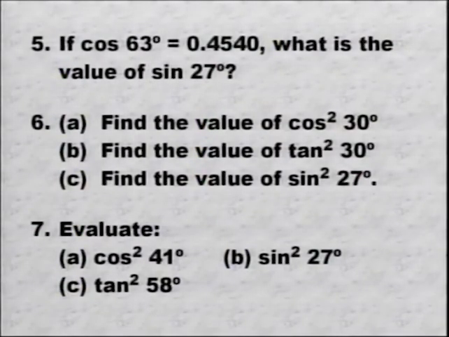Who's got the mic? Ponrele, cos squared 41, quick. 0.5696. Sine squared 27, Vui. It's the same as 6c. Repeat it. 0.2061. Okay, 0.2061. And Solomon, tan of 58 squared. 2.561. Okay, we'll stop there.